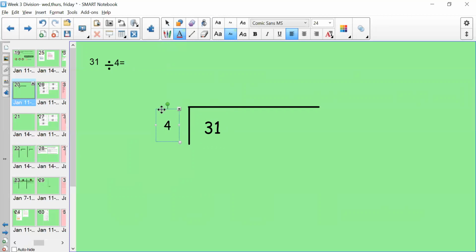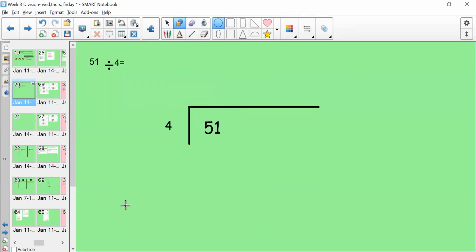Okay, I'm actually going to change this number to 51. I think that'll work better. Okay, perfect. So the first step is we need to see if 4 can go into 50, or just to make it easier for us, we can say the number 5. So we would draw in our dots.